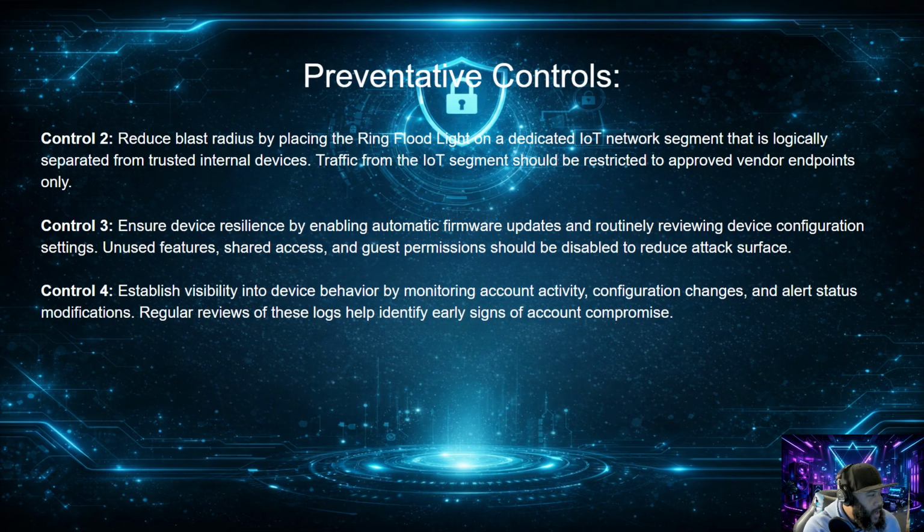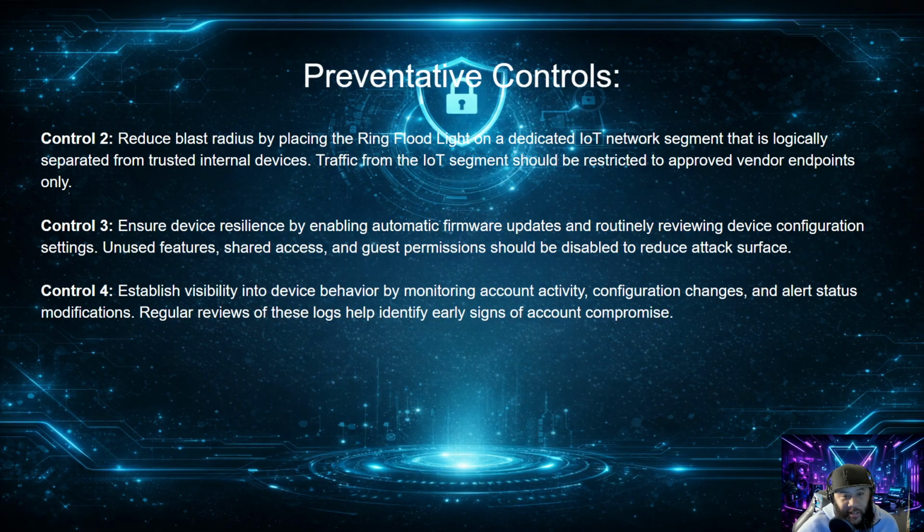Control 2, reduce the blast radius by placing the Ring floodlight on a dedicated IoT network. So again, some routers do allow you to segment your network. So if you can, put your IoT devices on their own separate network. So if something does happen to those IoT devices, it won't affect your main network. Control 3, ensure device resilience by enabling automatic firmware updates.